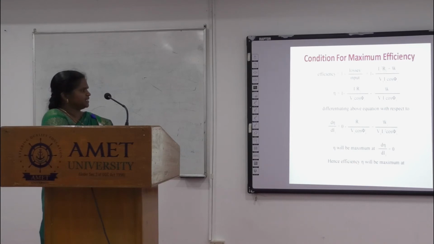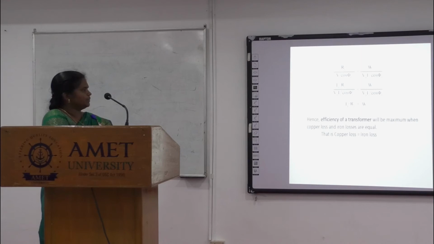To find the maximum efficiency, we can differentiate the above efficiency equation with respect to I1 and equate it to 0. We will get the condition for maximum efficiency, that is, the derivative of efficiency with respect to I1 equal to 0. The differentiation of the constant term is 0, minus R1 by V1 cos phi 1 plus Wi by V1 I1 squared cos phi 1. Equating that to 0, we get the condition for maximum efficiency: R1 by V1 cos phi 1 equals Wi by V1 I1 squared cos phi 1.